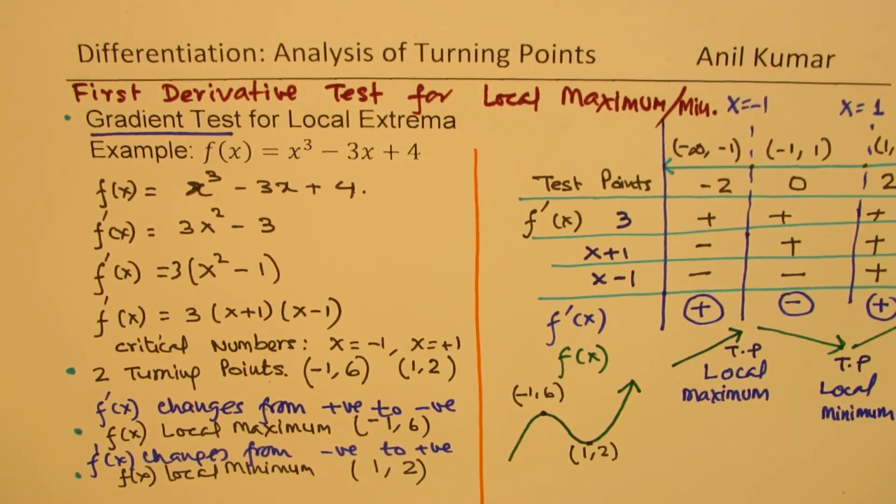Now, you also observe here that the graph has concavity. So this is concave down, that is concave up. So concavity also gives you a way of verifying whether we have a local maximum or minimum. So next, we'll now take up the second test, which is to check concavity.